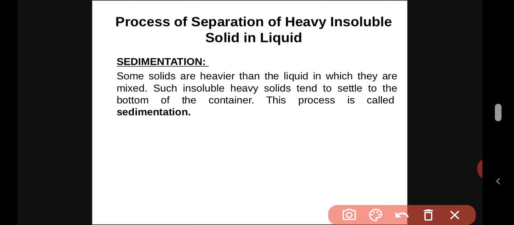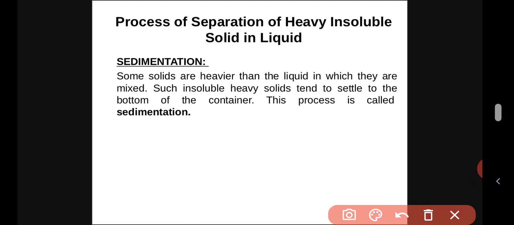Not only in the seabed, in the river area we can see the heavy rocks and boulders settled down at the bottom of that river or stream, isn't it? Because they don't dissolve, they get settled down at the bottom of the container. This process is called sedimentation. A heavy insoluble solid which does not dissolve in water tends to settle down to the bottom of the container or riverbed.